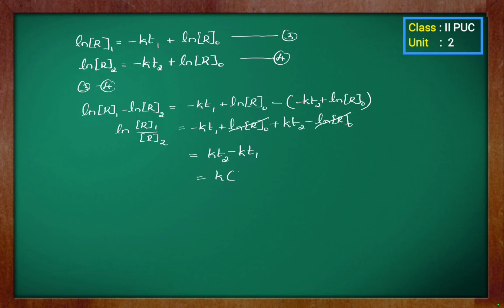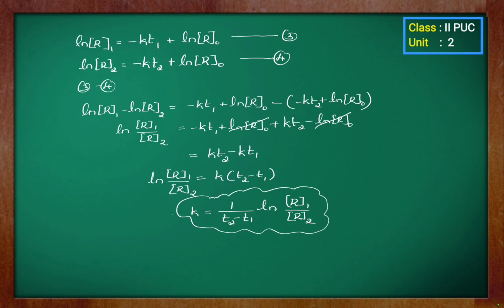The rate constant is the same, so K is common. K into T2 minus T1 is equal to ln R1 divided by R2. And from this I can write K is equal to 1 by T2 minus T1 ln R1 divided by R2. So using this expression, we can determine the rate constant for a given reaction at two different times, T1 and T2, where the corresponding concentrations are R1 and R2. If we want to determine the rate constant in terms of logarithm to the base 10, I have to multiply by 2.303 divided by T2 minus T1 log of R1 divided by R2.